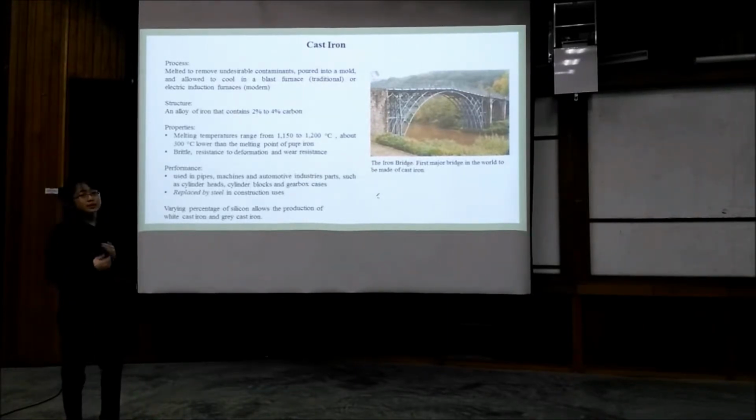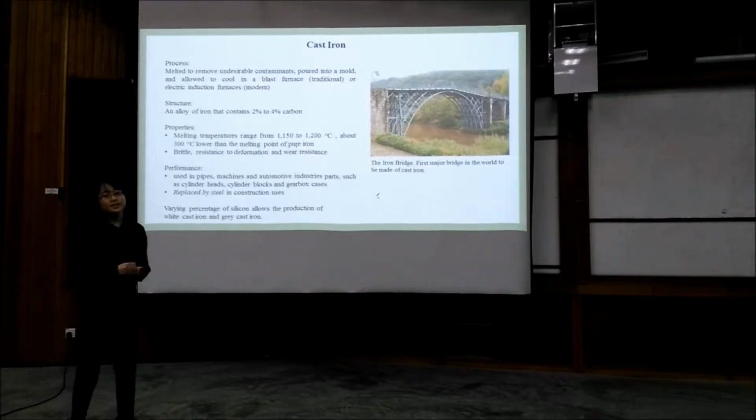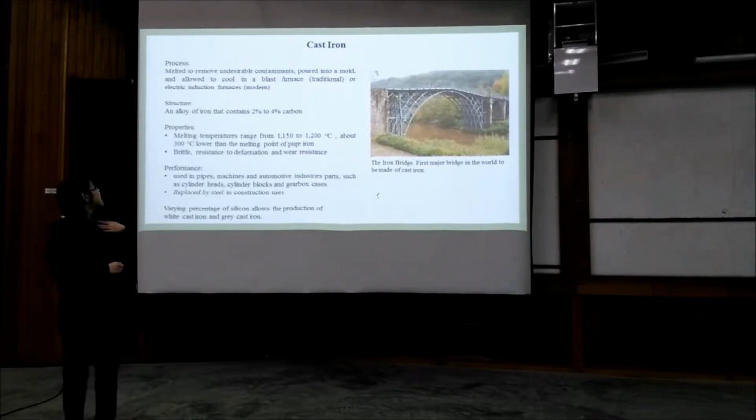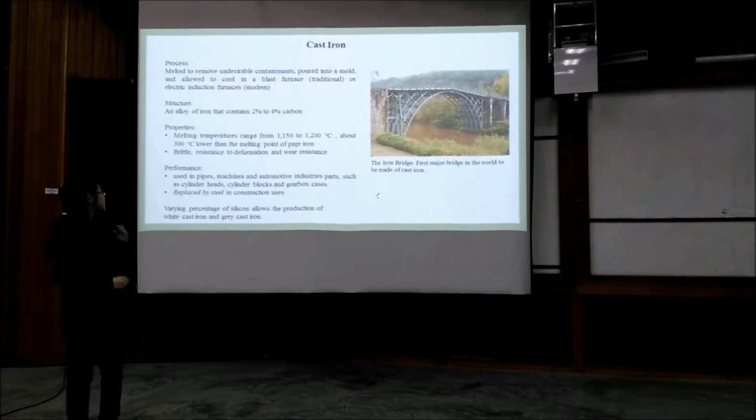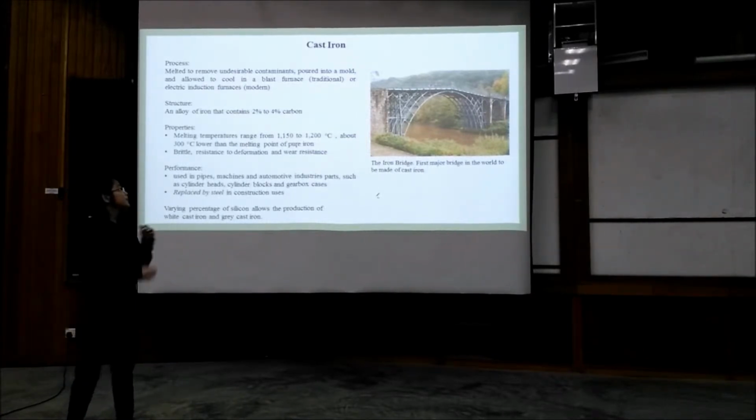Cast iron is also brittle. However, it is resistant to deformation and wear. Because of its properties such as resistance to deformation and wear resistance, cast iron is used in pipes, machines, and automotive industry parts such as cylinder heads, cylinder blocks, and also gearbox cases.